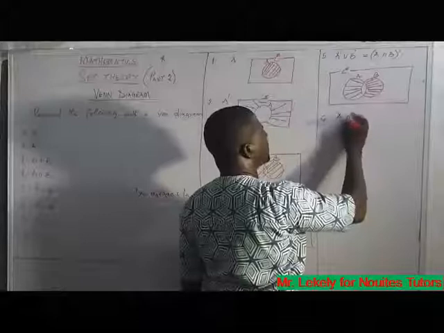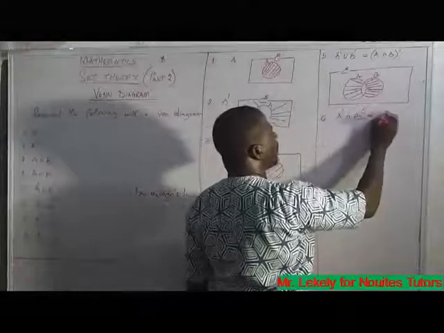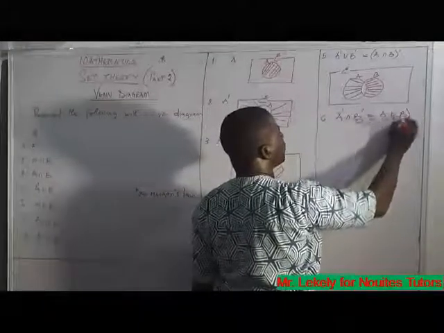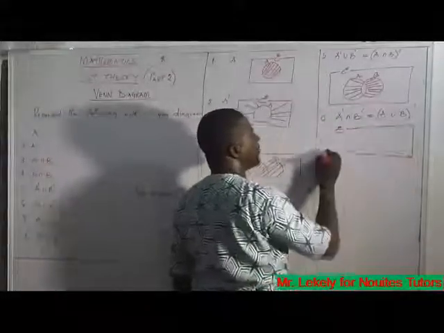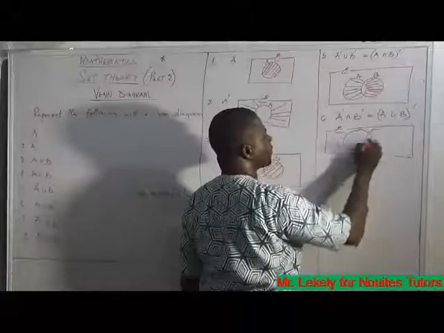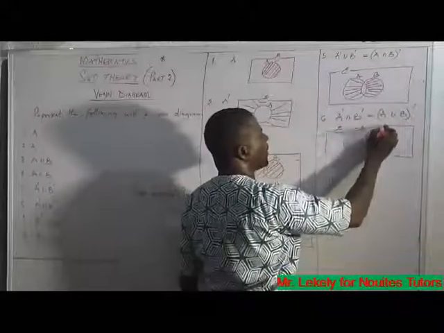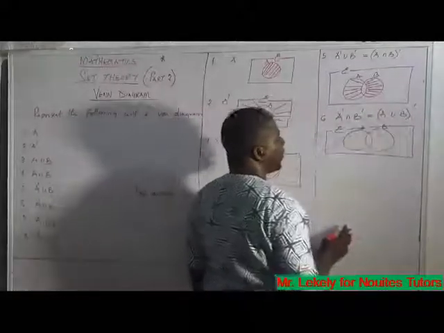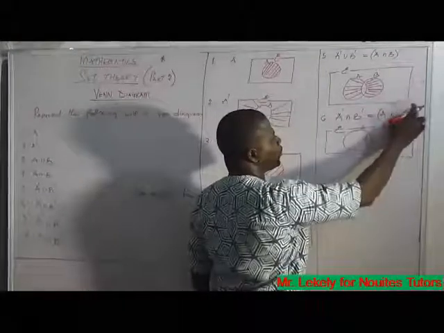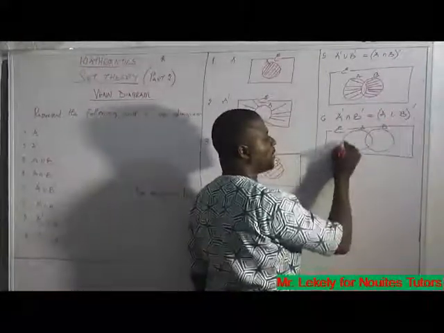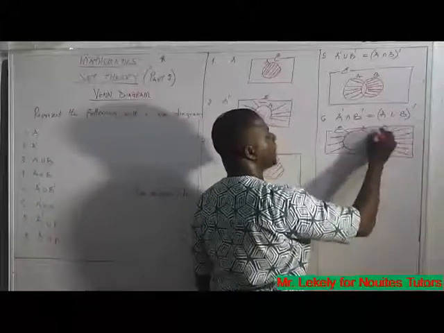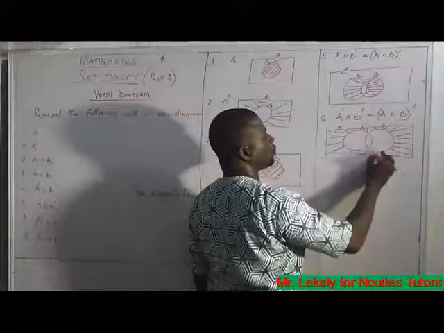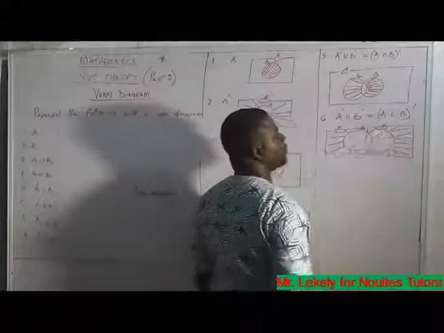Then number 6, you have A prime intersection B prime. Using De Morgan's law, you also have it as A union B all prime. So if I want to represent this with a Venn diagram, I'm going to have this. And this is my A, this is my B. Now, what this means is that A union B, don't shade it. That's why you have the prime. You shade outside A union B. Outside. You don't touch the inside, A union B.